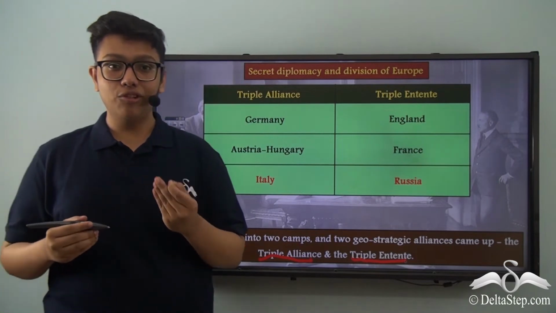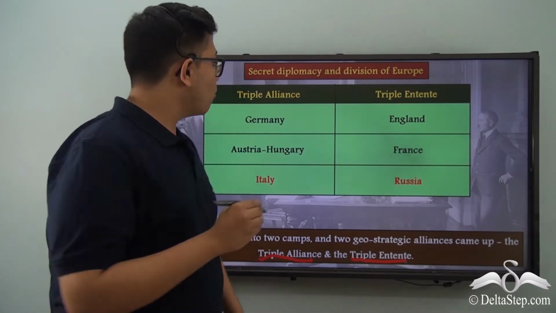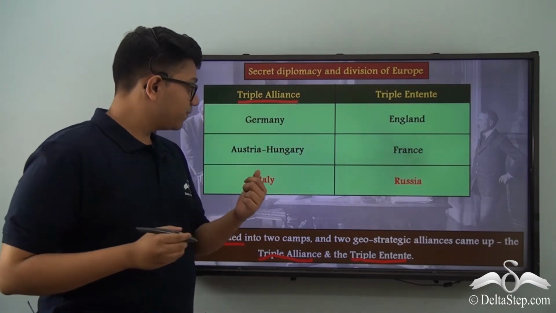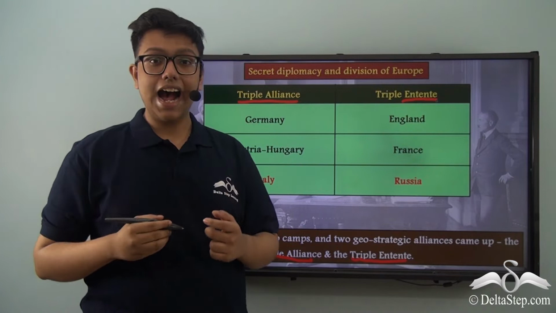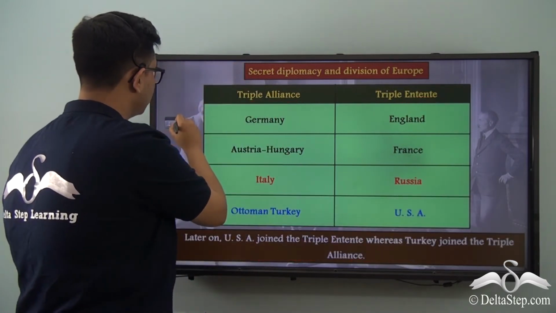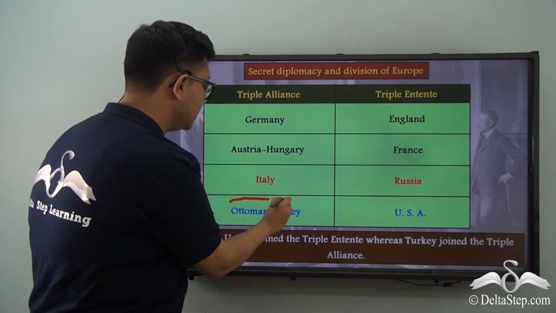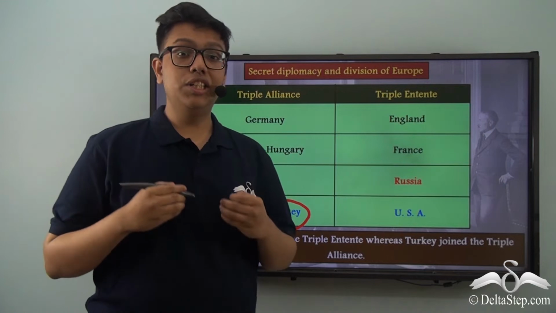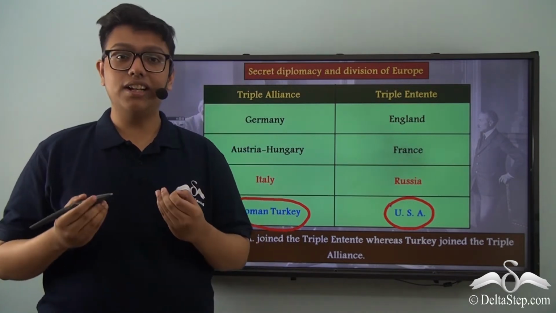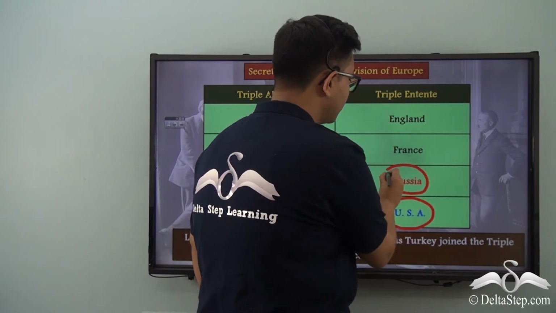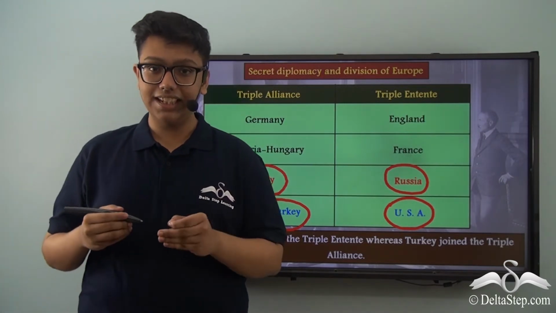Now, before we move on, we should review the memberships of these two alliances because they are extremely important for us to chart the course of the war. So, on the Triple Alliance side, we have Germany, Austria-Hungary, and Italy. But on the Triple Entente side, we have England, France, and Russia. Now, as the war moved on, new countries joined these alliances. So we see that Ottoman Turkey joined on the side of the Triple Alliance, while the USA joined the Triple Entente. At the same time, some countries left these alliances as well, as Russia left the Triple Entente in the middle of the war, while Italy also left the Triple Alliance and had its own plans, as we will see later.